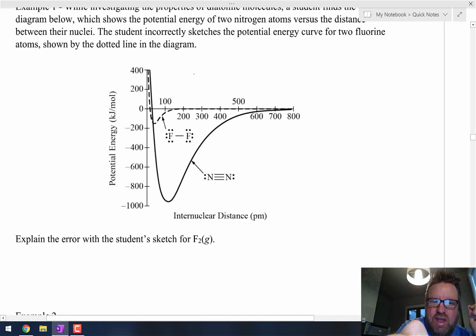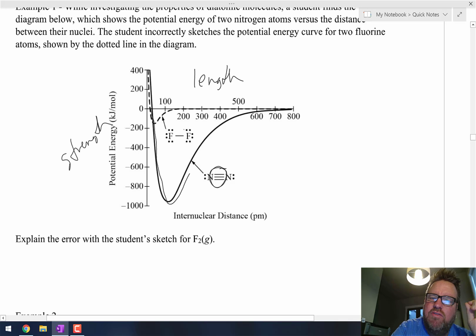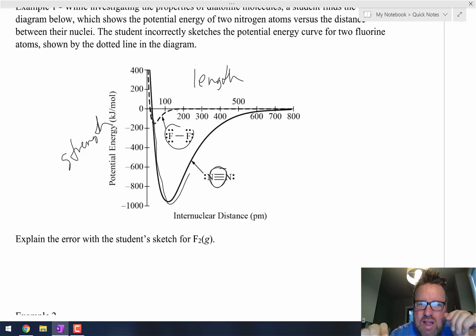Now, again, this is the bond length. This is the bond strength. In terms of the strength, nitrogen has a triple bond. Yes, you would expect that to be way, way down here. And fluorine only has a single bond, so you would expect it to be much higher on there. So in terms of bond strength, that one would be acceptable. Okay, but in terms of bond length, again, a single bond is longer than a triple bond is.